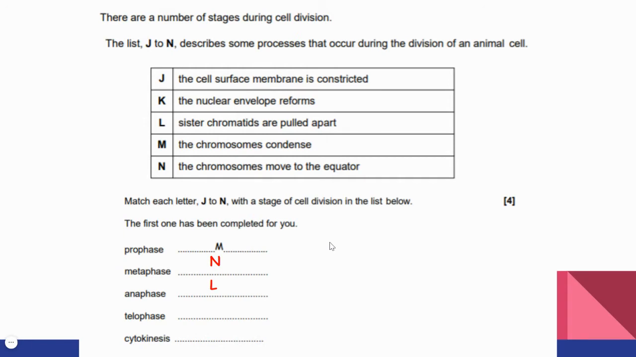Telophase is when you find the chromosomes are relaxing and decondensing to chromatin and nuclear envelope begins to reform. So that is statement K. And finally, cytokinesis is when the cell will furrow and separate the two cytoplasms of the daughter cells because this is an animal cell. So J is our cytokinesis statement. This is the final answer. And if you answer all of these correctly, you get 4 marks.